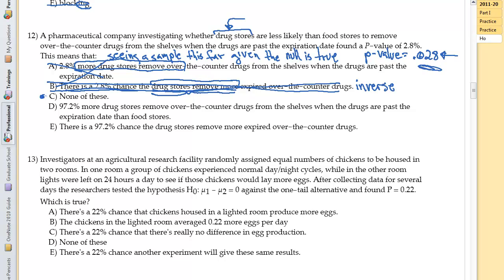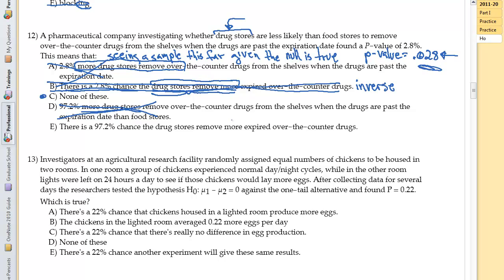I haven't marked out any of these, so C is still a possibility. 97.2% more drugstores removed. Oh, more drugstores? P-values don't tell us about more drugstores. They just tell us about how far apart the means or the proportions are. So this more drugstores thing is bad language. We don't want to do that. There's a 97.2% chance the drugstores remove more expired over-the-counter drugs.